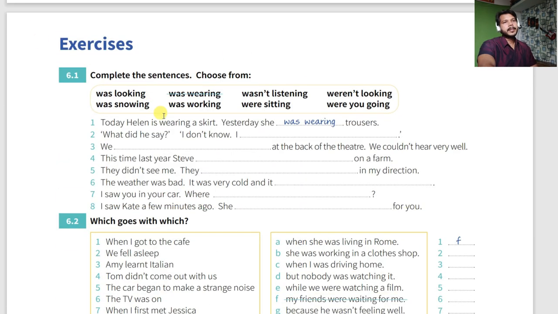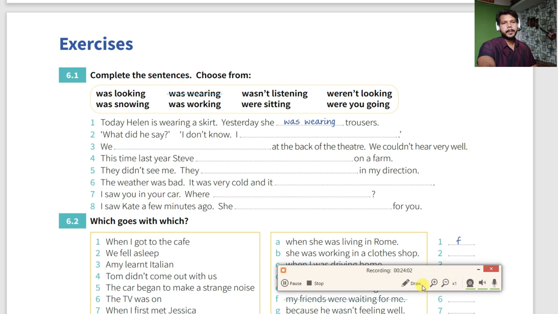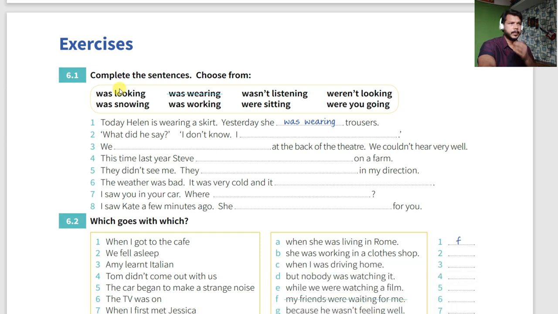Fine guys. So look at the exercise. What do you think will come here? Complete the sentence. Choose from the options given in this box. You have to choose any one and fill in the blanks. One has already been chosen and shown. Number one is written: today Helen is wearing a skirt. Yesterday she was wearing trousers.